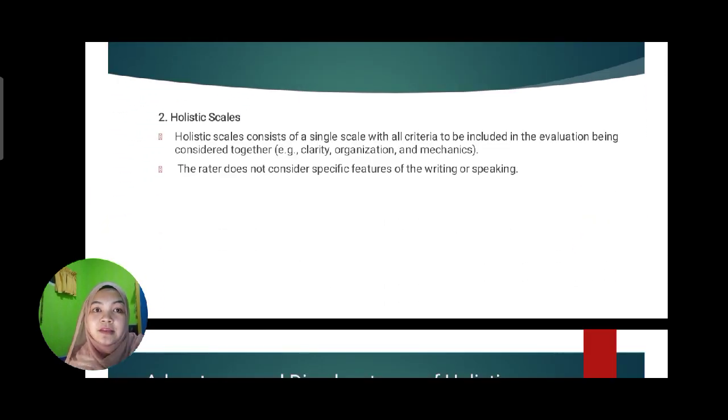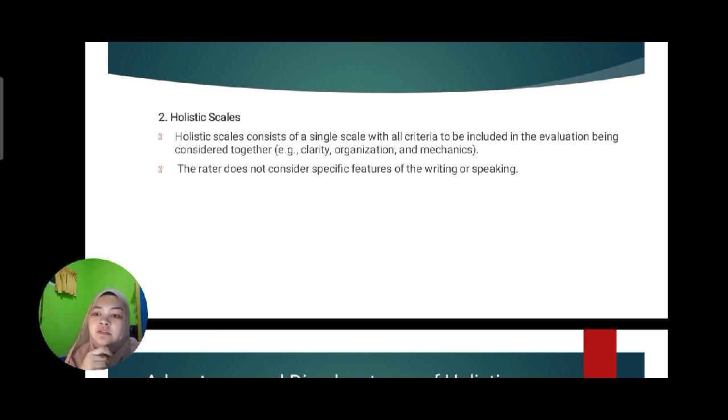Okay, talking about the second type of scales. The second type of scales is holistic scales. So what are holistic scales? Holistic scales consist of a single scale with all criteria to be included in the evaluation being considered together. For example, clarity, organization, and mechanics.